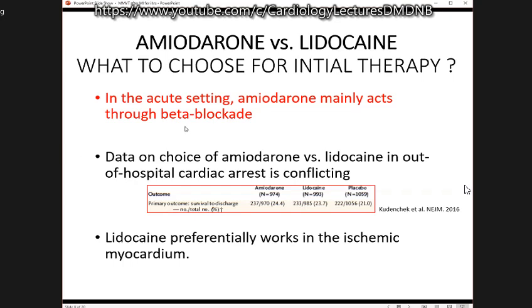Please go ahead. So just to mention that lidocaine preferably works in the ischemic myocardium. So it's useful in the MI, post-MI settings. But in a non-ischemic setting, the effect of lidocaine is not so much.